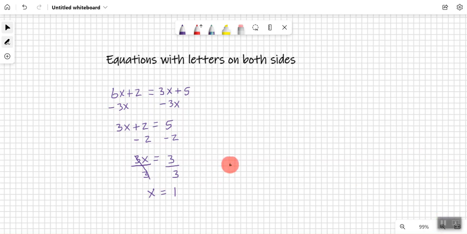So that's it really. That's how, when you have equations that have letters or variables on both sides, you bring all the variables over to the left hand side and then you solve for x.